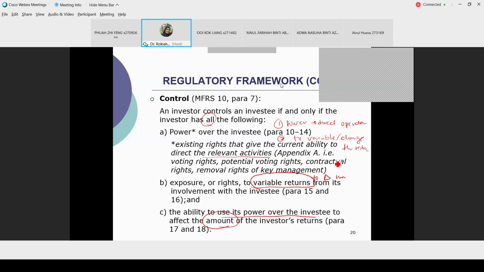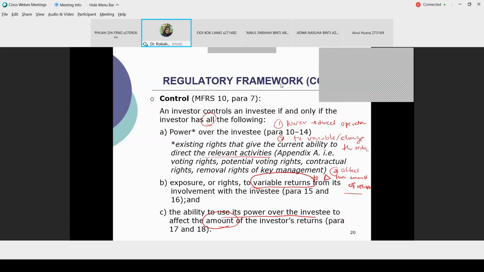Okay, and then the last one, the third one here, is to affect the amount of returns. This relates to the power. We said that when we have all of these three criteria, we have power, we can direct the operations of the company, and we can vary or change the returns of the company.